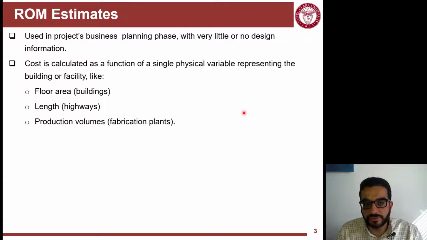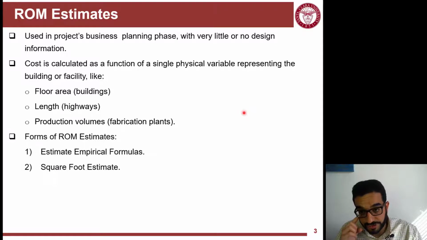Cost is calculated as a function. It's generally a very simple function of a single physical variable representing the project. It can be a floor area like in buildings, or length in highways, so you can measure it in every mile or every foot of a highway, six lanes will typically cost that. And then production volumes for fabrication plants, or in hospitals, how many beds, or in schools, how many desks. So people can come up with cost rates relative to these features of the project.